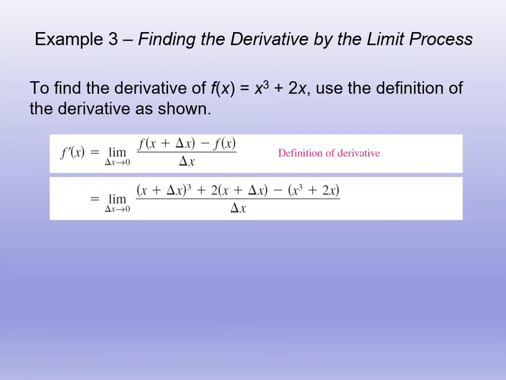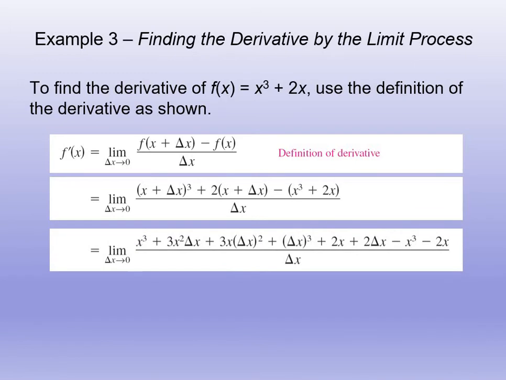And then it says minus f of x, so I have to go minus x cubed plus 2x, because that's what f of x is. You have to keep track of parentheses, because you have to make sure that you distribute that negative through correctly. Okay, and then it's all divided by delta x.